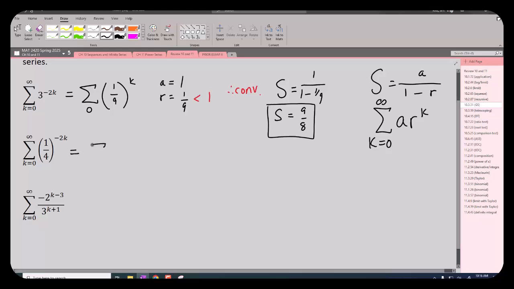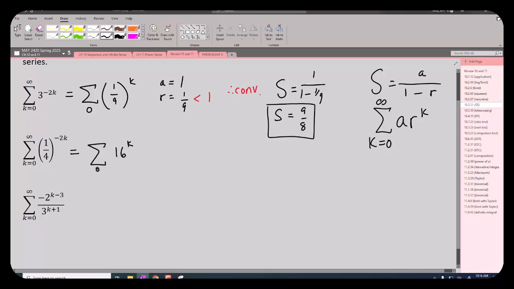Here's another one that's not quite in arc form. How are we going to rewrite that one? 8. Close. Oh, 16. The negative sign flips this to a 4, and then 4 squared is 16. So this is going to be 16 raised to the k power. K is going to start at 0.